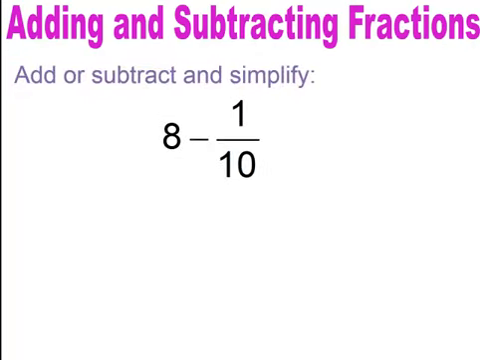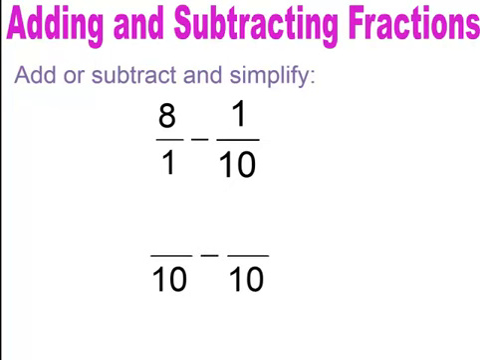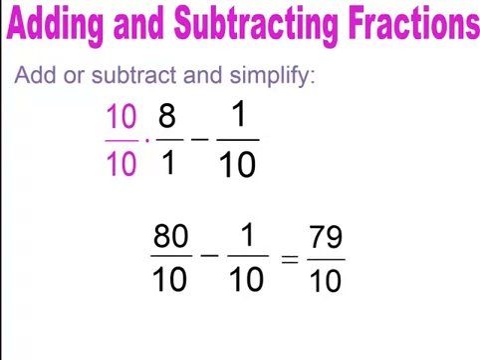Pause and try. So you're going to put 8 over 1. You're going to get a common denominator of 10, and then you're going to have to multiply that 8 over 1 by 10 over 10 to have that converted fraction. And then the 1 over 10 just comes down, and it's subtraction here, so you end up having 80 minus 1 is 79 over 10.